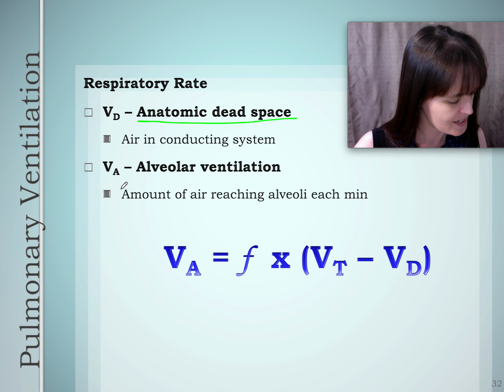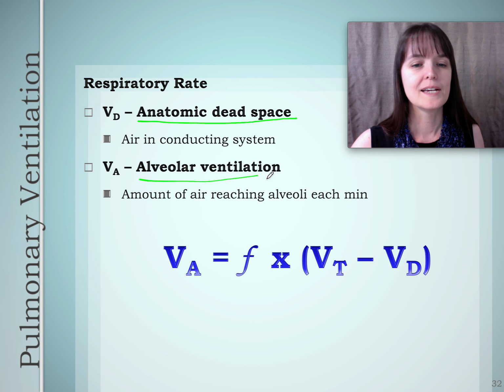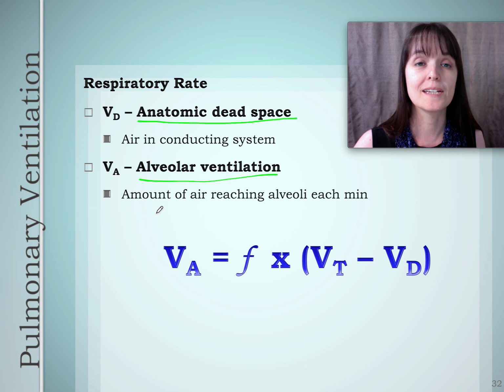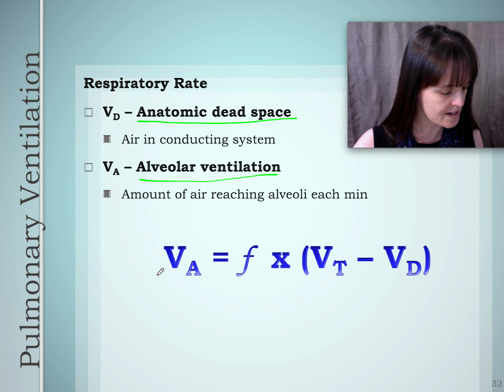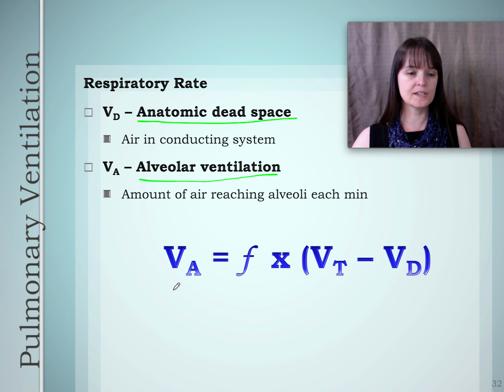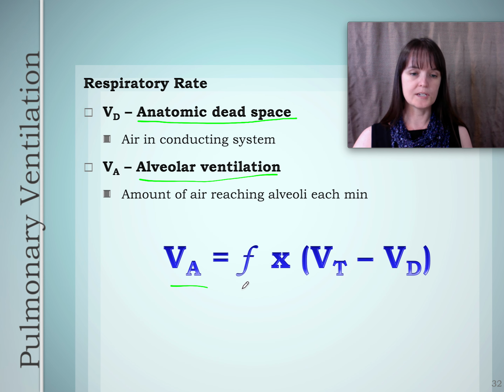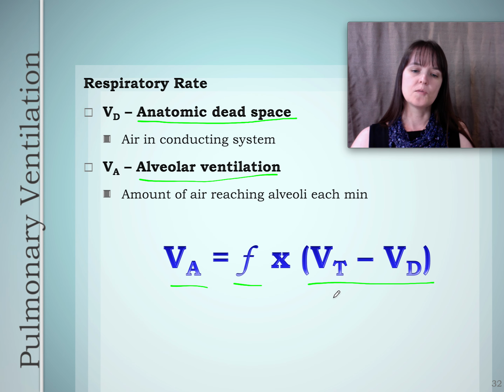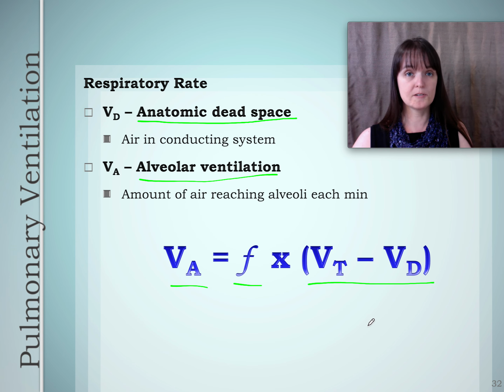That one. So the alveolar ventilation is, of the air you inhale, what makes it to an exchange surface. So the alveolar ventilation is obviously much more important than the tidal volume. So let's figure out how to calculate the alveolar ventilation. We have the alveolar ventilation equals the respiratory rate, the number of breaths per minute, times tidal volume minus the anatomic dead space.